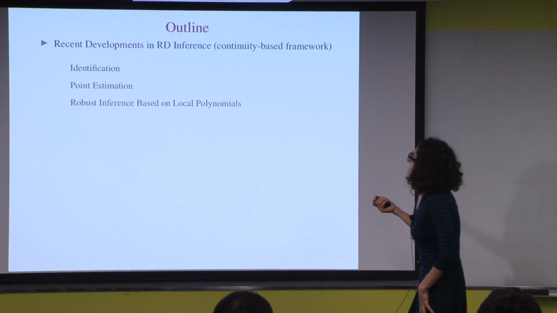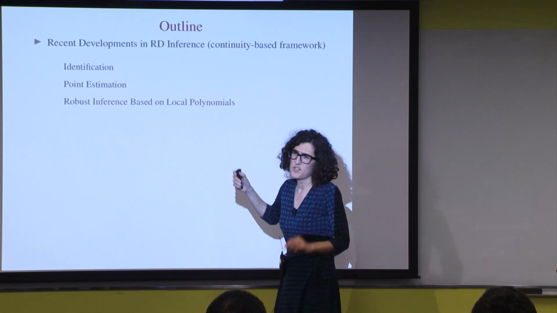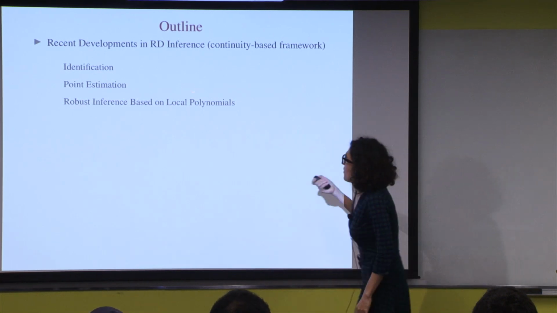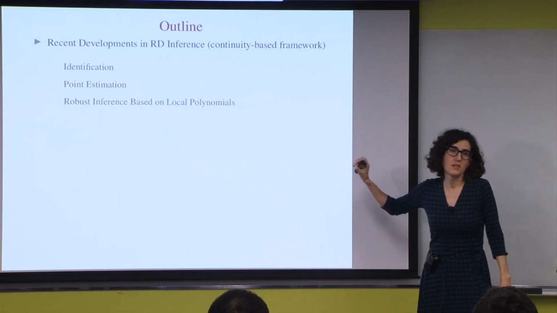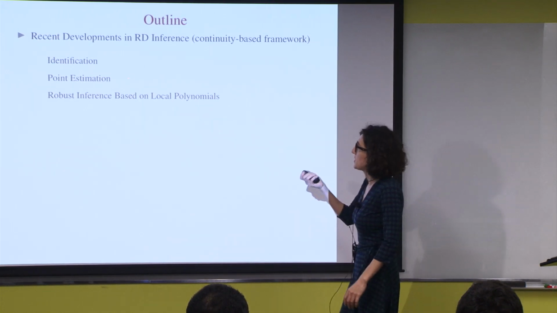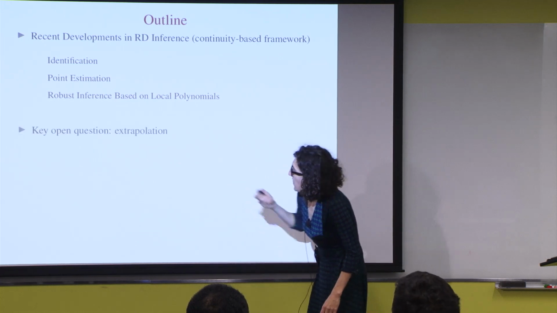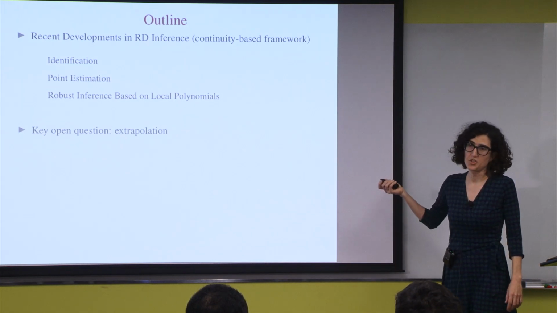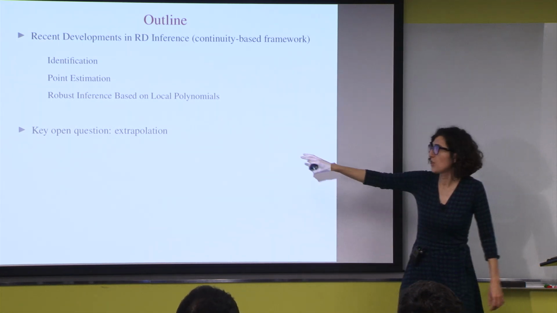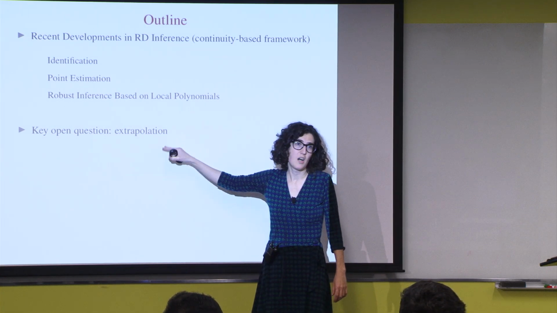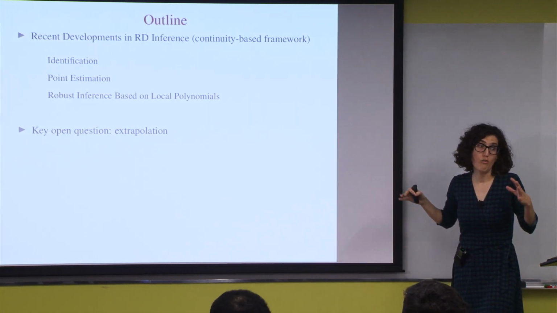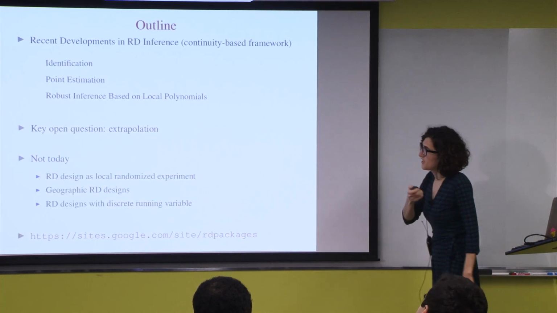So in the rest of the talk, I will define the parameter of interest, and talk very briefly about identification, which is not what I'm concerned with here today. This is a prior result. And then I'm going to talk about how we make inference that is robust based on local polynomials once we have an RD design and we have identified the parameter of interest. And then I'm going to move on to a key open question that remains. This is more recent, ongoing research, which focuses on one of the main limitations of the design, and how to try to overcome that. And then there's a lot of stuff that I will not talk about.